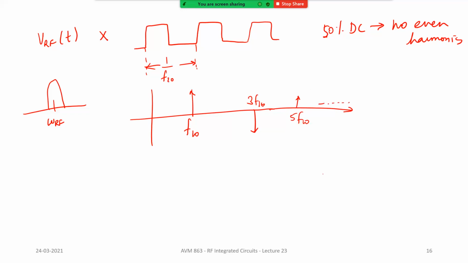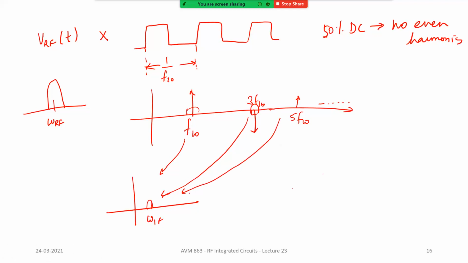Now, what happens basically is that this switching action is going to mix whatever is there. So whatever is around here will get mixed down to omega IF, right? And whatever is around here will also get mixed down to omega IF. What is around 5FLO will also get mixed down to omega IF, right?